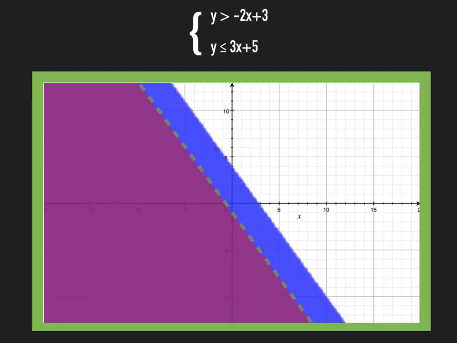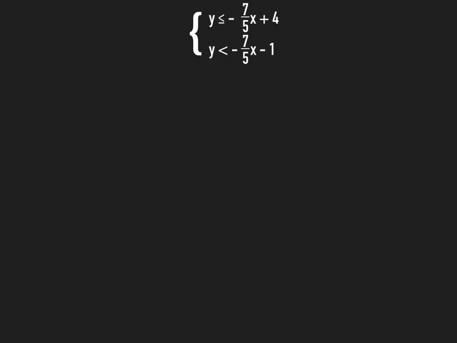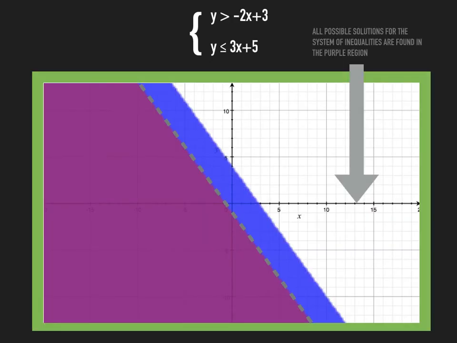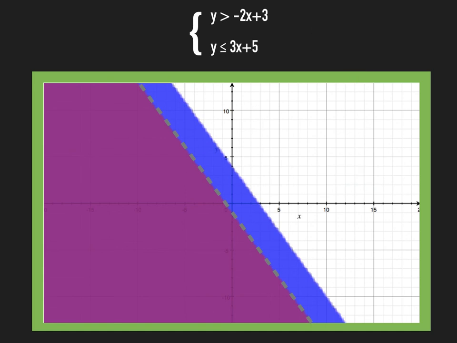Okay, then we put the two together, and please note that I did do it correct here. The second line was the dotted line, and that first blue part should be a solid line. But the equations are wrong right there. So look at the equations right here. And once again, that purple region is where all the answers are found.